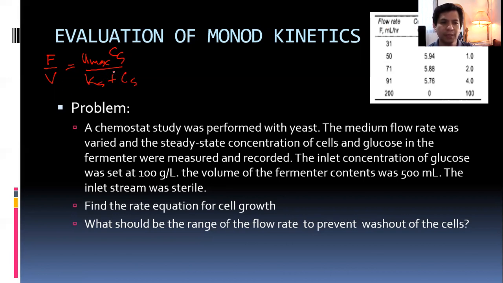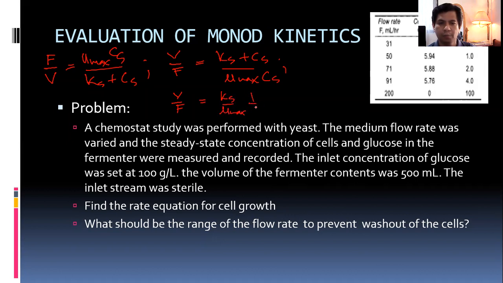Tapos K sub S plus C sub S. So, ang gagawin natin, kunin natin yung reciprocal para maging linear equation. So, pag kinuha niyo yung reciprocal, you will have V over F is equals to K sub S plus C sub S divided by mu max times C sub S. Yun. So, pag ganito na siya, siguro isang modification pa. No? So V over F, isang simplification pa. V over F is equals to K sub S over mu max times 1 over C sub S. Tama, no? Plus 1 over mu max. Can you follow?